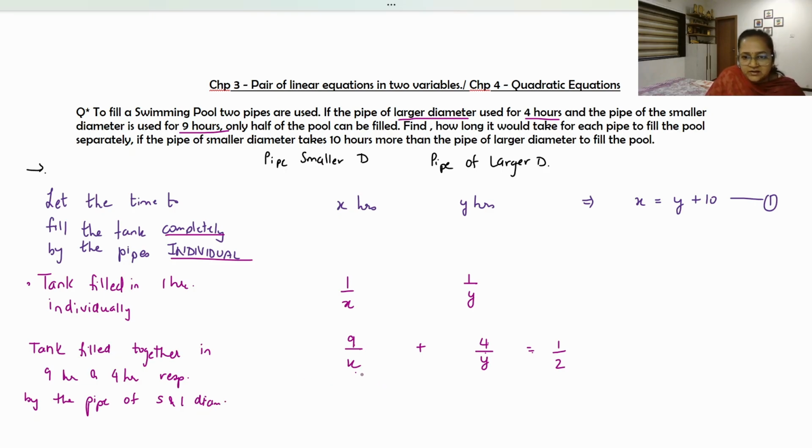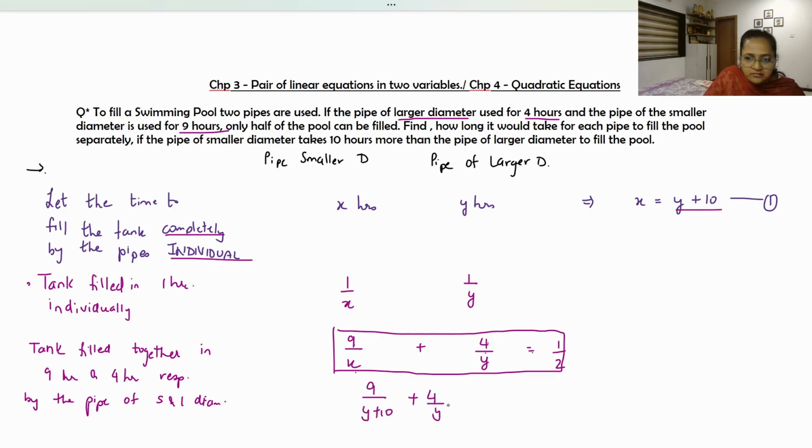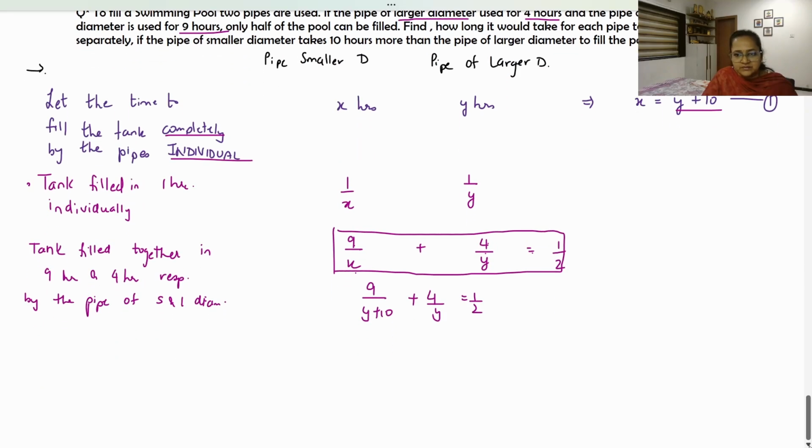So from here, what do I get? Equation, we got this as a master equation. Now we can replace x with y plus 10. So this becomes 9 upon y plus 10 plus 4 upon y is half. See, this linear equation in two variables got converted to only one variable. We didn't have to think much.